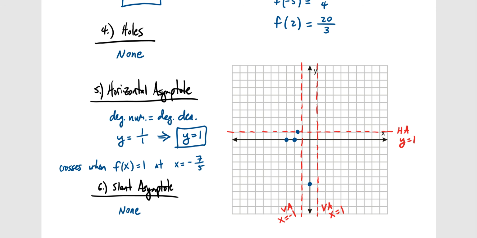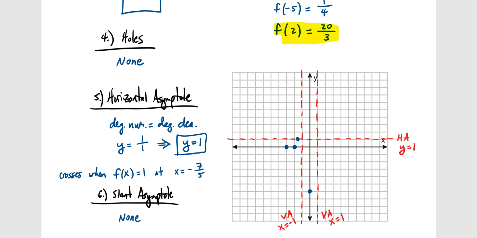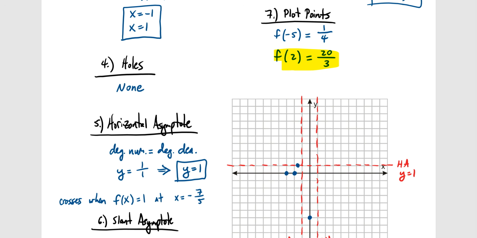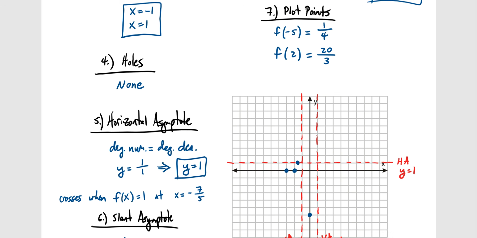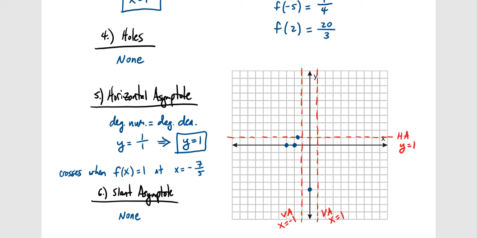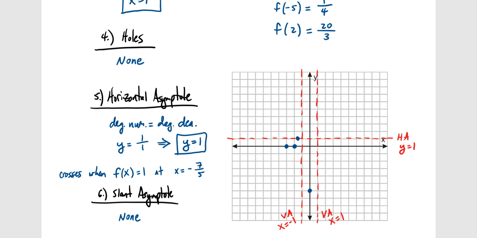So for that one, I used f of 2. And I also wanted another point over here somewhere to see what's going on, so I used negative 5. So I evaluated these. f of negative 5 is 1/4. f of 2 is 20 over 3. So let's plot those right now. f of negative 5 is 1/4. And f of 2 is 20 over 3, which is about 6.7-ish.